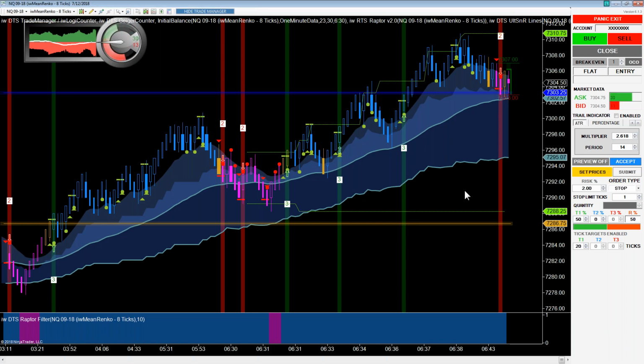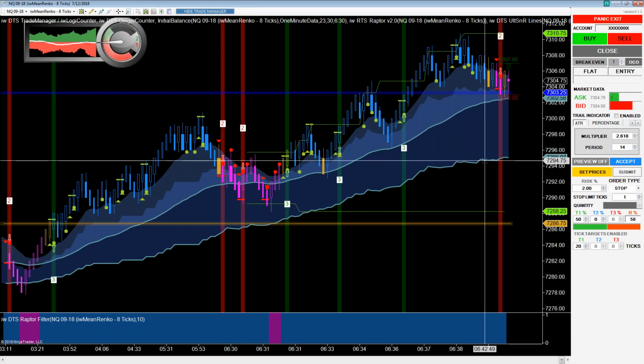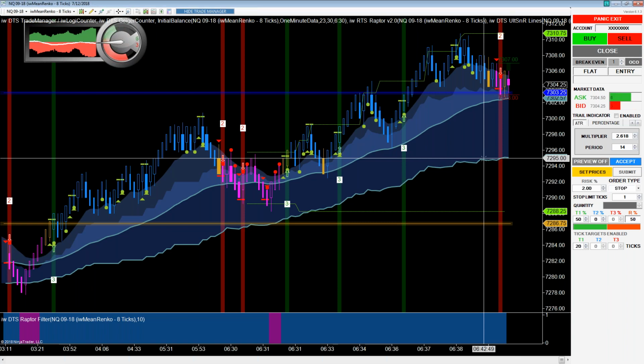I mentioned this the other day, but your number two signals on the Raptor are going to be better signals when your band is a little bit broader. So it looks like the top of the band is around 7307, and down here at 7295, what is that? 18, 17, 18 ticks. No, sorry. It's too early to do math. No, that's right.